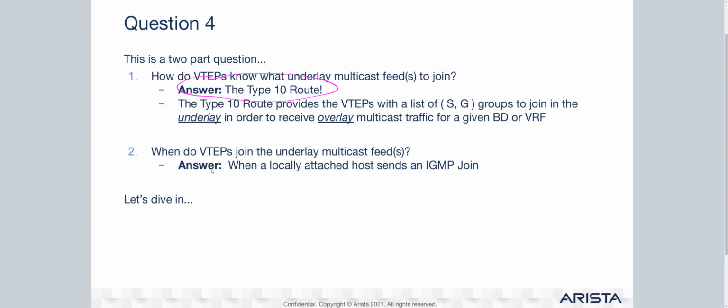One more time, that is so critical. It gives the VTEP the list of underlay multicast groups to join in order to receive overlay multicast traffic. That is a big responsibility of that type 10 route. But we don't necessarily want the VTEPs just joining those groups just because they have that local VRF present. We don't want them receiving the feed unnecessarily if they don't have any receivers. So when do they join those underlay multicast feeds or groups? When they actually have a locally attached host that sent an IGMP join. In other words, they have a locally attached receiver in that particular VRF that wants to receive a multicast group or feed of some kind.